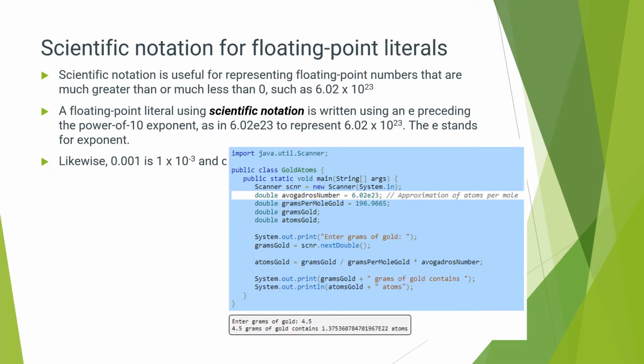Coming to the scientific notation for floating point literals, scientific notation is useful for representing floating point numbers that are much greater than or much less than 0, such as 6.02 times 10 to the power 23. So this can be represented in scientific notation as 6.02E23, which is nothing but E preceding the power of 10 exponent.